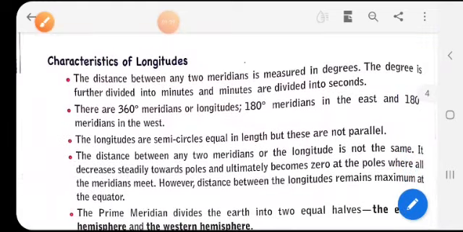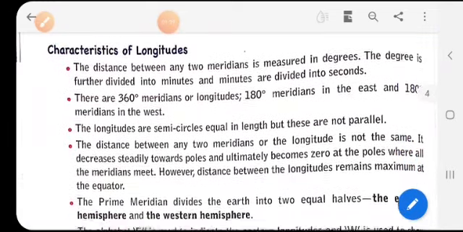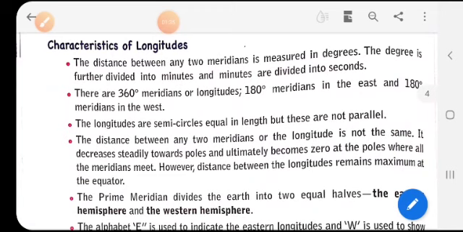Now let's see what are the characteristics of longitudes. How can we say that it is a longitude? The first is that the distance between any two meridians is measured in degrees. The degrees are further divided into minutes and seconds.